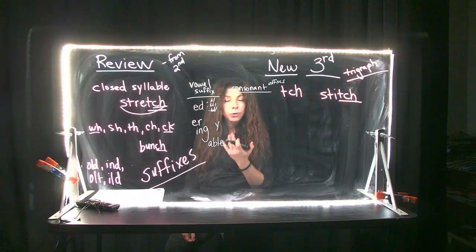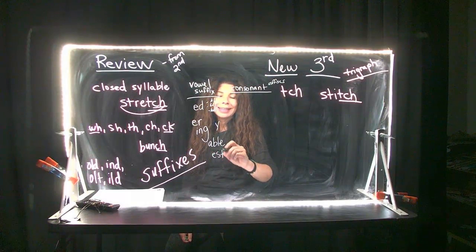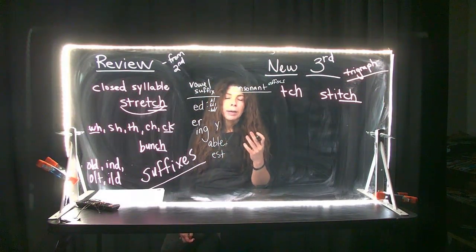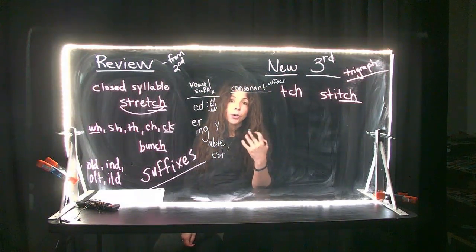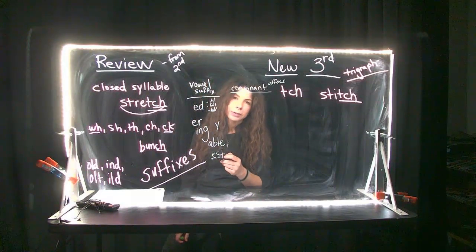So something that has a crunch becomes crunchy. EST, EST, it's a superlative. You're comparing, it's the best of something. The fastest runner, the highest jumper, the quickest car. So these are some of our vowel suffixes.